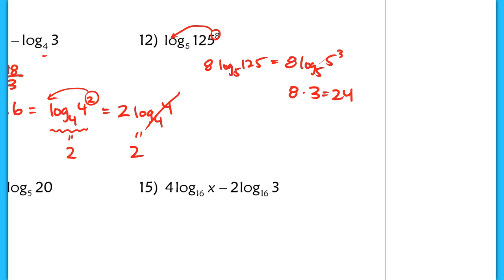Now if I had done it a slightly different way, I could bring that 3 out in front of the log here and write that as 8 times 3 times the log base 5 of 5. This is going to simplify to 1, leaving me with 8 times 3, which gives me 24 also.